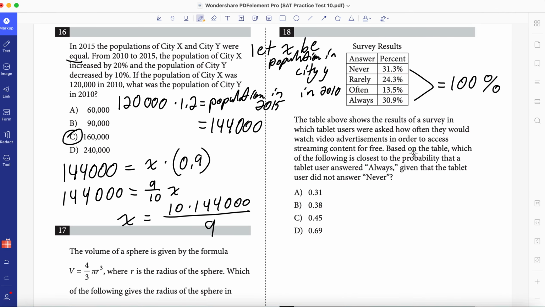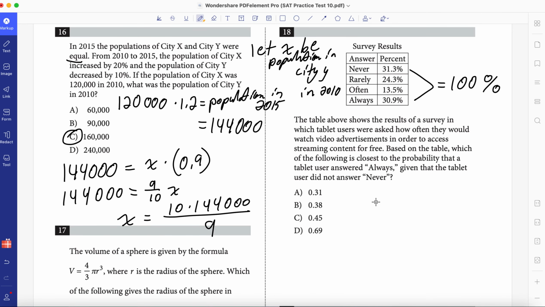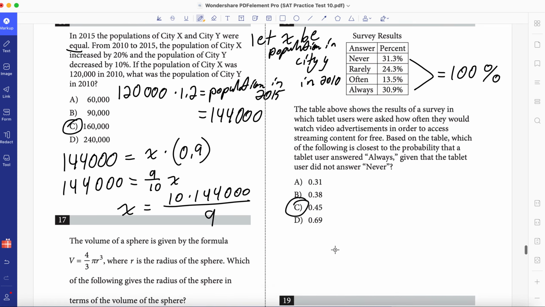And now we want to figure out which percent of them are going to say always if they don't say never. So that's just going to be the percent that say always divided by the percent that don't say never. So this is going to be 0.309 divided by 0.687. That's going to be 0.449. That's approximately 0.5, which is answer C. And that's how we would solve that specific problem.